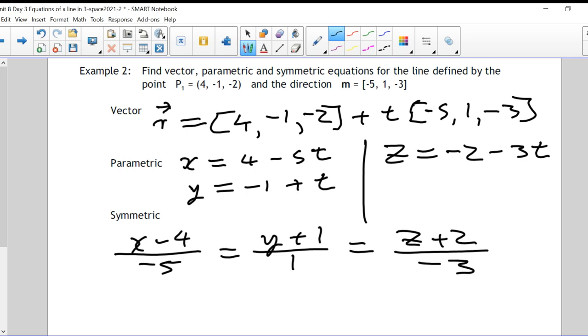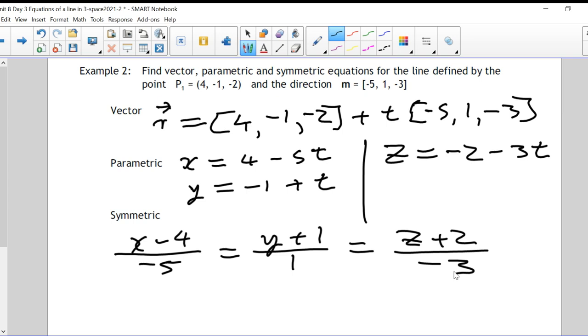Now, it would be useful for you to note there's an obvious connection between these values here and the symmetric form. The opposite sign of the constant is what you add or subtract to the x. So if this is a positive 4, then it becomes x minus 4. The denominator becomes whatever the coefficient of the t is. That's why that's minus 5. Same thing here. Opposite sign of the minus 1 becomes plus 1, dividing by the coefficient of t, which is 1. And same thing here. The minus 2 becomes positive 2, and this becomes divided by minus 3.